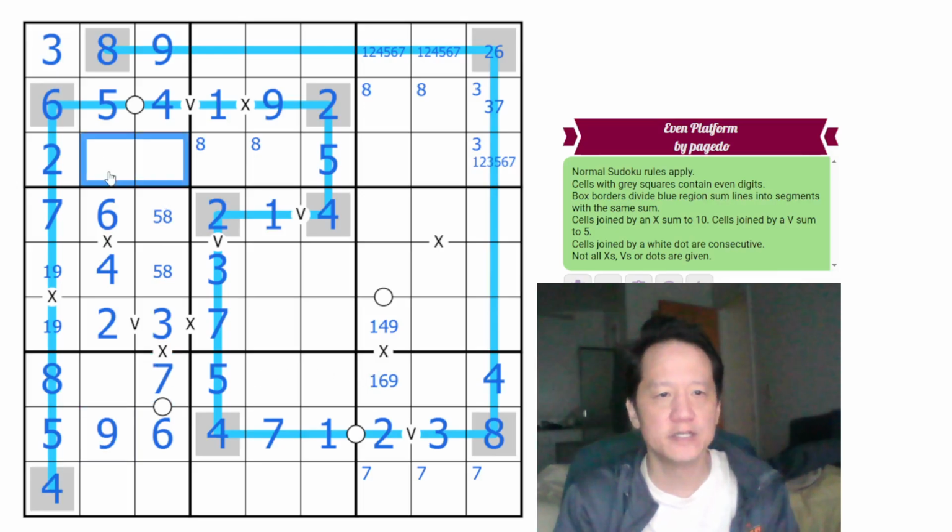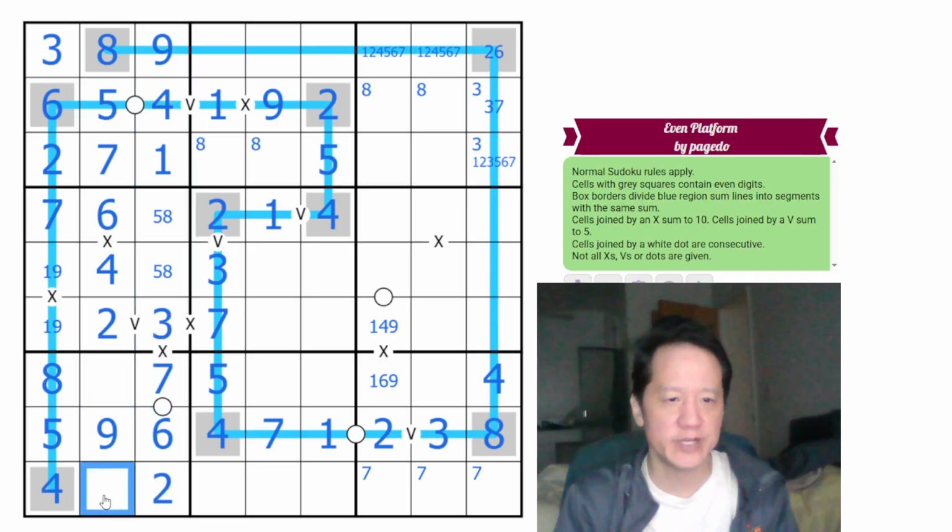The remaining digits here are 1 and 7, and this can't be 7, so this is 1, which makes that a 7. Remaining digit in column 3 is a 2. Remaining digits in column 1 are 1 and 3, but it could be either of those.